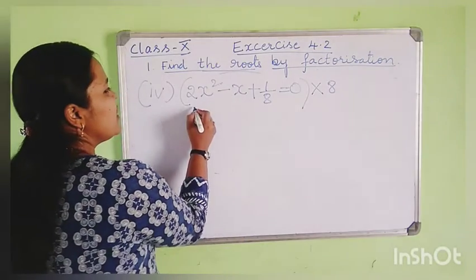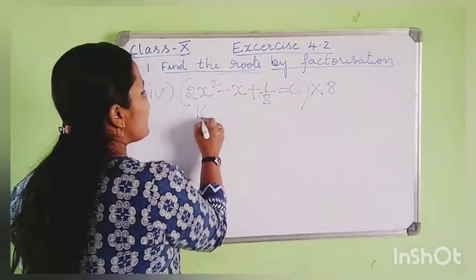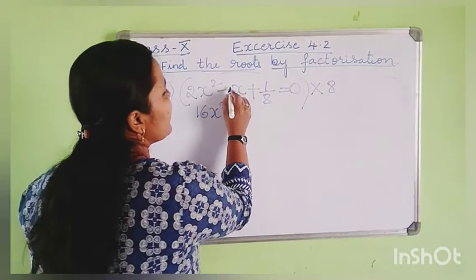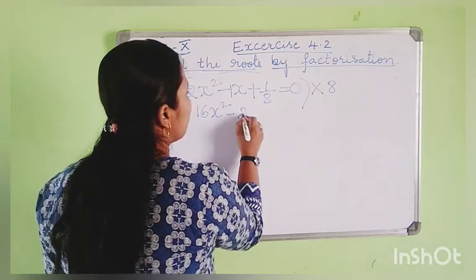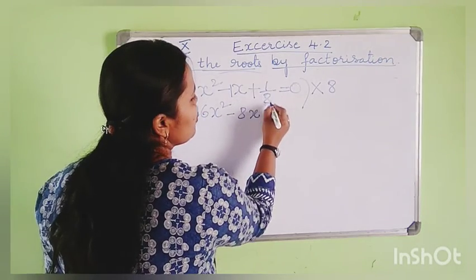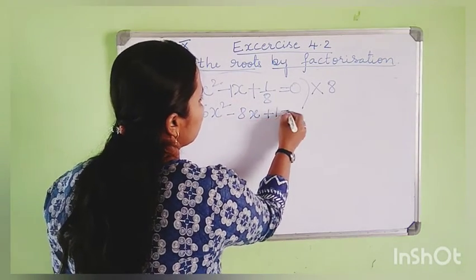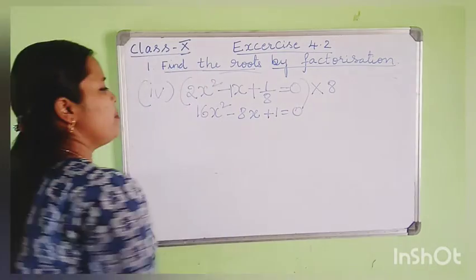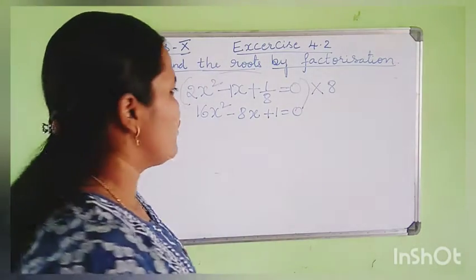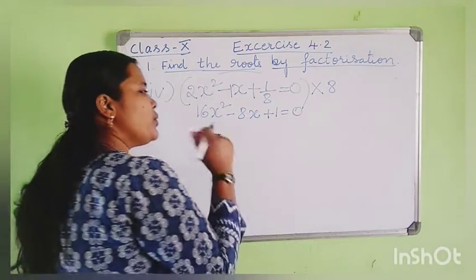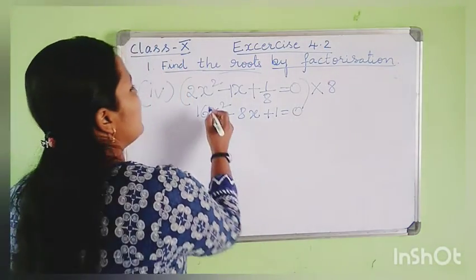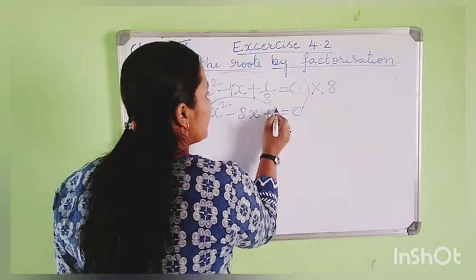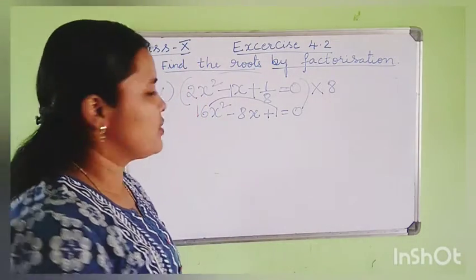You will get 8 2s are 16x square, and then we have a coefficient 1. 1 into 8 is minus 8x. The 8 in the numerator and denominator get cancelled. So now you will get a perfect quadratic equation. By using the same steps that we followed in the previous problem, we can find the splitting terms.